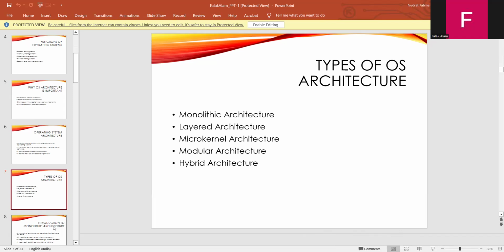The third type is microkernel architecture. In this microkernel architecture, only essential functions remain inside the kernel while the other services run in user space.